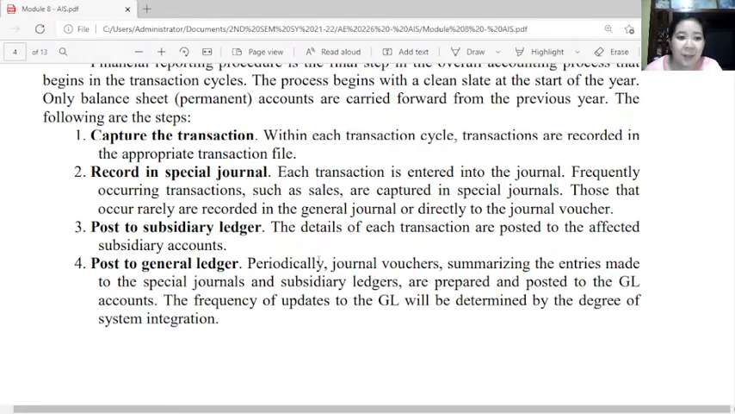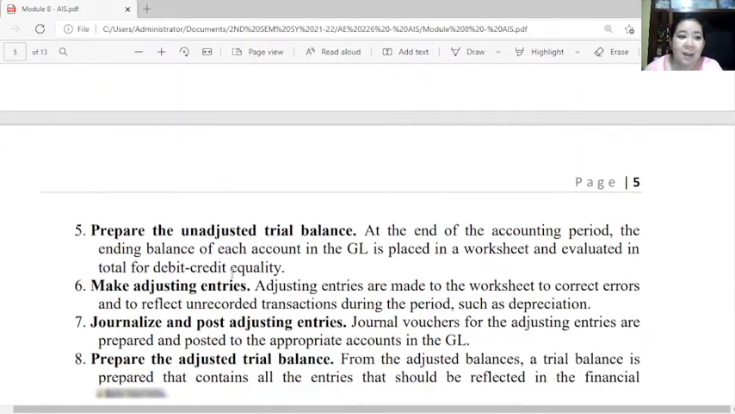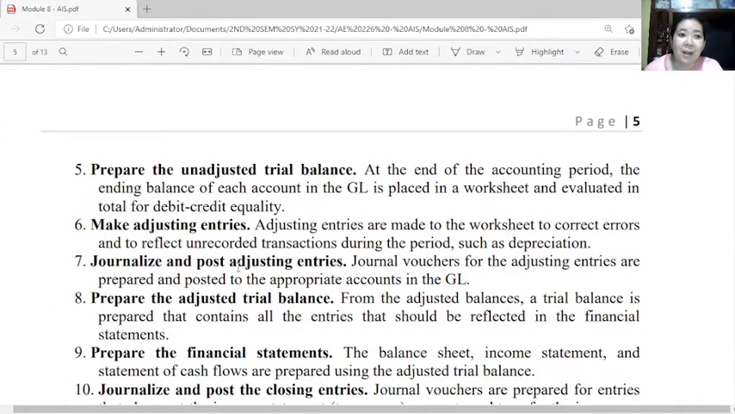or from them. After that, we will also post these transactions to the general ledger. Periodically we use the journal vouchers and then summarize the entries made in our special journals and subsidiary ledgers. So we will post this to our general ledger accounts. The frequency of updating our general ledger will be determined by the degree of system integration used by the entity. After the posting, what's next is to prepare the unadjusted trial balance.